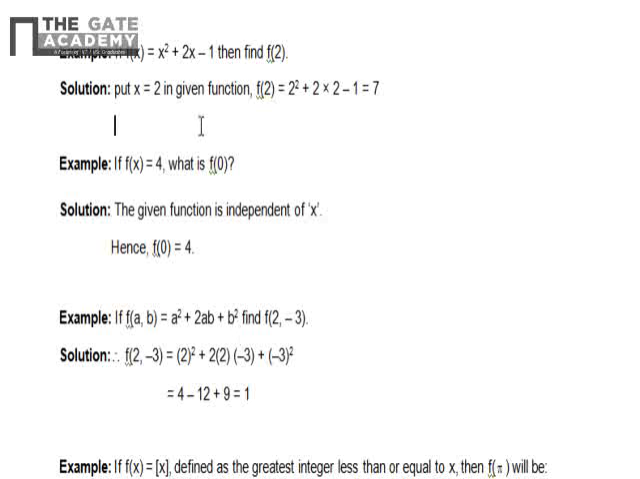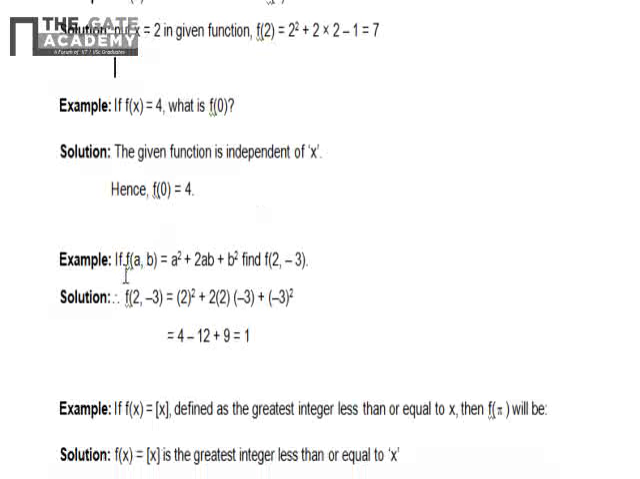Now we'll see some more examples. If f(x) is equal to x square plus 2x minus 1, then find f of 2. It's very easy. Put the value 2 in the function and you'll get f of 2 as 7. If f(x) is equal to 4, what is f of 0? Since it is independent of x, if we put any value of x, we'll always get the value of the function as 4. If f of (a, b) is equal to a square plus 2ab plus b square, then find f of (2, minus 3). That means the a value is 2 and the b value is minus 3. Just put those values and you'll get the answer.